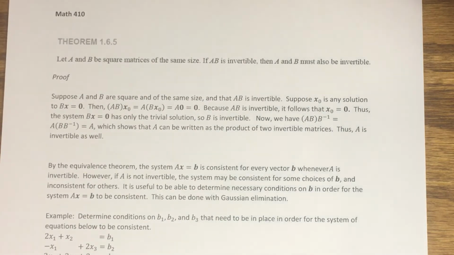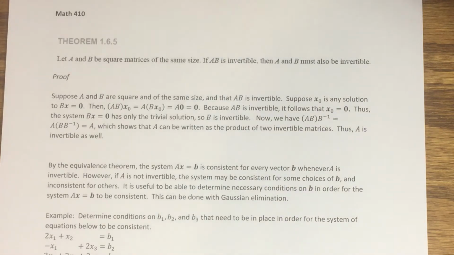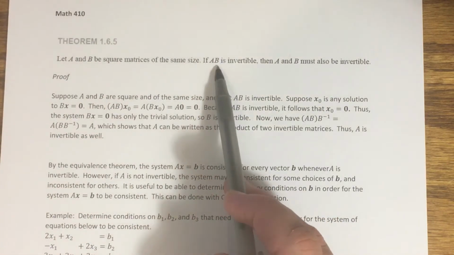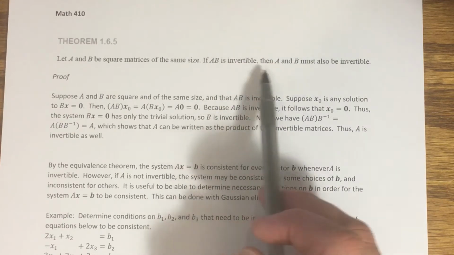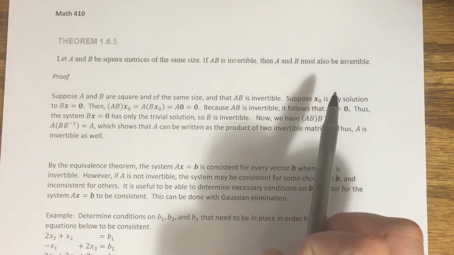The theorem I'm referencing is the one that says that if A and B are invertible matrices of the same size, then their product, A times B, is also guaranteed to be invertible. In fact, its inverse would be B inverse A inverse. We proved that back in 1.4. Now we want to go the other direction. Suppose we don't know if A and B are invertible, but we just know that they're square matrices of the same size. If we happen to know that their product AB is invertible, this theorem states that A and B must also be invertible.